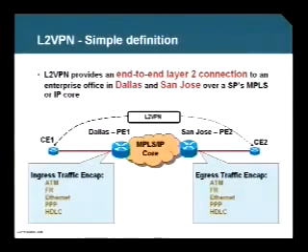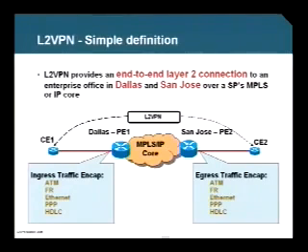So what would be the simplest definition of L2VPN from the picture we just talked about? It provides an end-to-end layer 2 connection. For example, there are two cities, San Jose and Dallas, over a service provider MPLS core. It can be an MPLS core, and it can be an IP core. In case of MPLS, we'll be talking about LDP in detail later. And if we're talking about IP, it's basically L2TPv3.